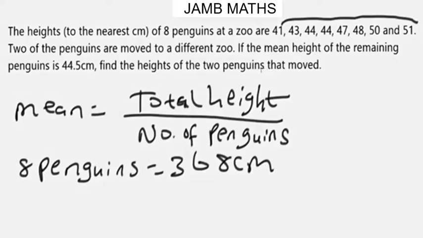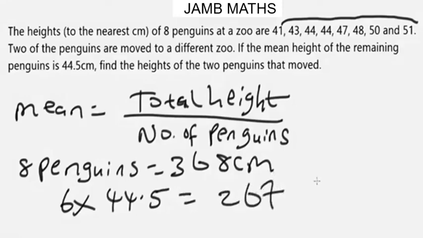Alright, now the total height of remaining 6 penguins. Alright, remember the question says 2 of the penguins have moved to a different zoo. Now it will now remain 6 penguins. Alright, now the total height of the remaining 6 penguins when 2 must have moved. To get it, we are going to multiply that number 6 by the mean height of the remaining penguins in the question, which is 44.5. Otherwise, when you punch this in the calculator, you have it to be 267 cm.